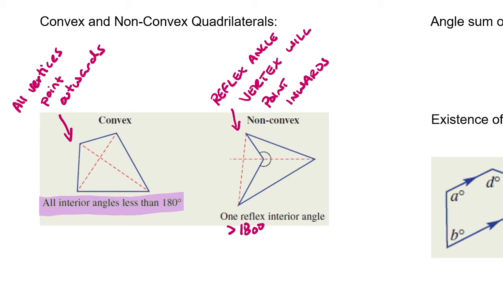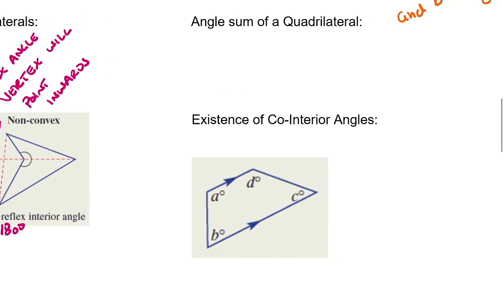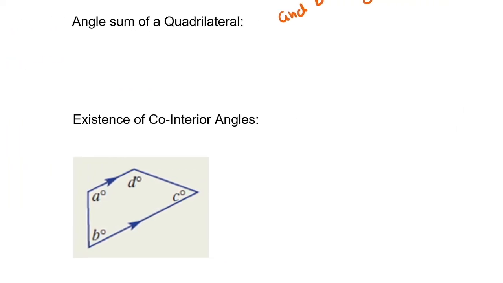Now, a couple of little points here. The angle sum of a quadrilateral is 360 degrees. I was going to say 180, but that's a triangle. 360 degrees. So if we have our quadrilateral there, you can see down the bottom we've got A, B, C, D. So A plus B plus C plus D means 360 degrees. So the angle sum of a quadrilateral is 360 degrees.